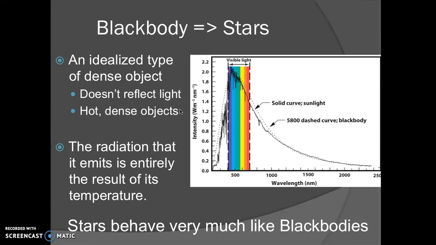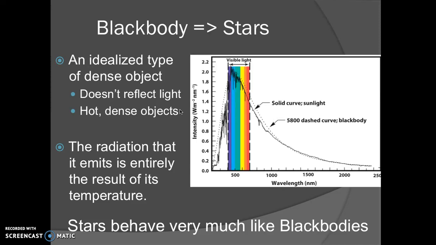Okay, so what is a black body? I have mentioned it several times. A black body is an idealized type of dense object. This object doesn't reflect any light. Instead, it absorbs all radiation, but also emits at all wavelengths of light. It's a hot, dense object.